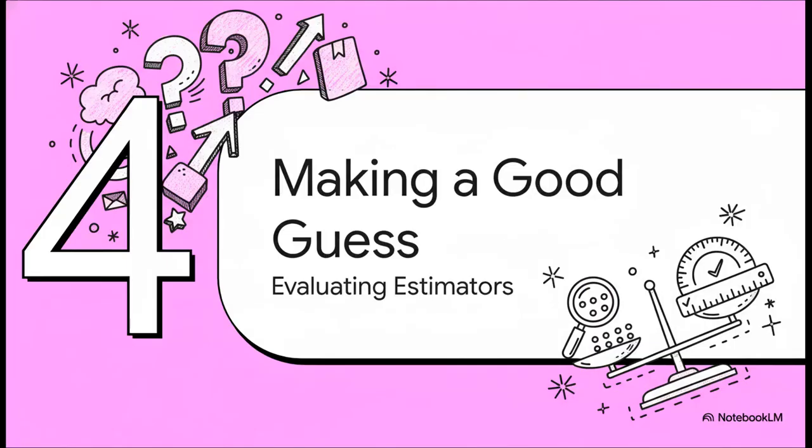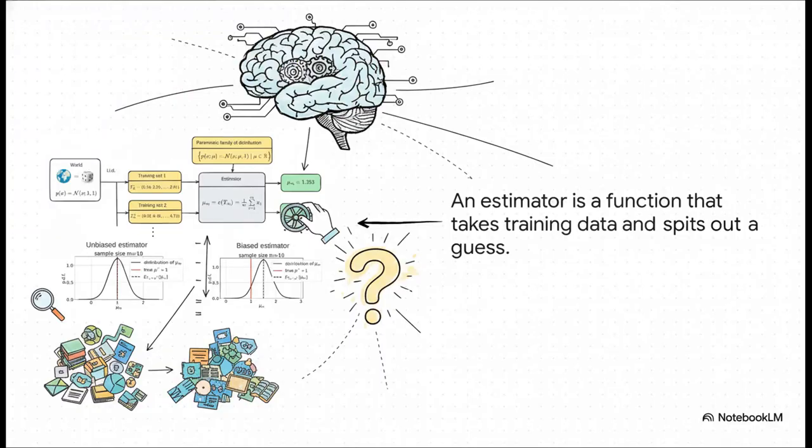Okay, but finding a story is one thing. How do we know if it's a good story? How can we actually be confident in our guess? This gets us to a really critical idea in all of machine learning. How do we even measure if our guess is any good? And this is where the concept of an estimator comes in.